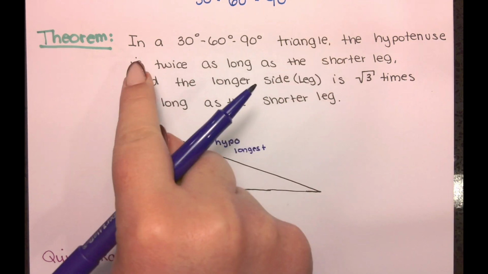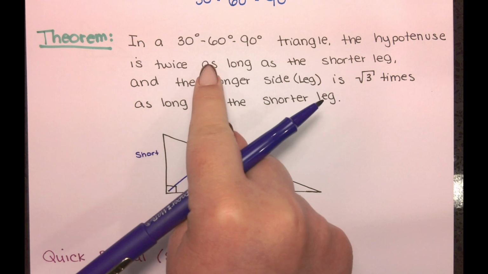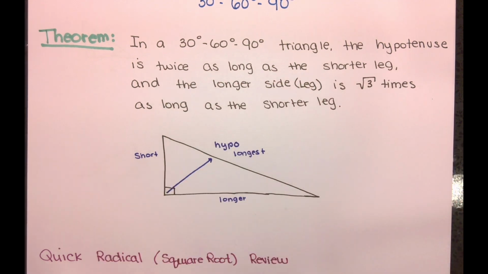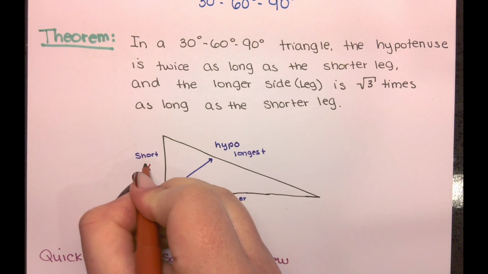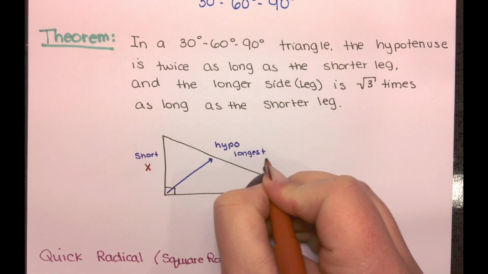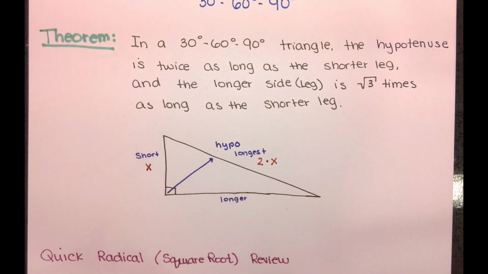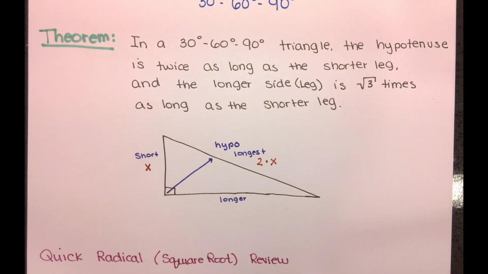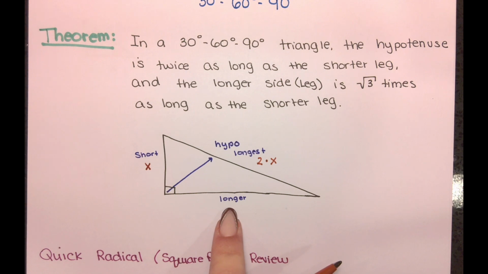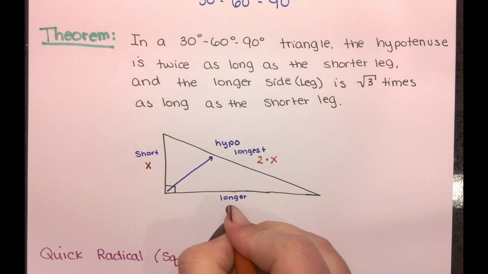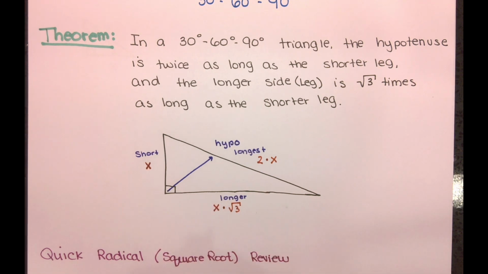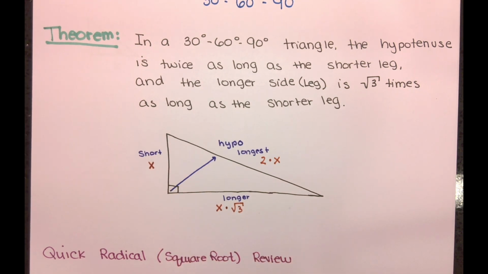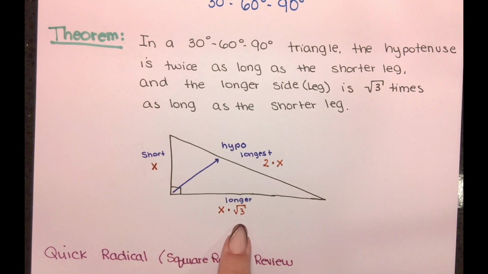In the triangle, the hypotenuse is twice as long as the shorter leg. So let's start with the shorter leg. Let's call the shorter leg X. So the hypotenuse is twice as long as the shorter leg. Now the longer side is square root of 3 times as long as the shorter leg. So this is your pattern.